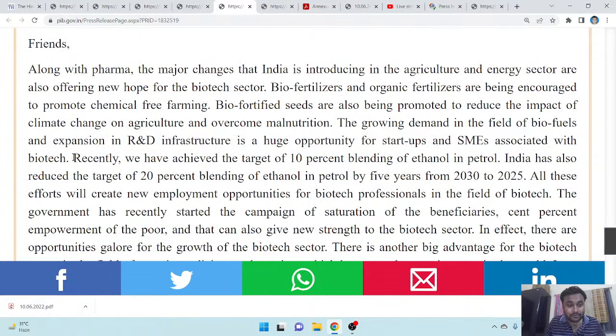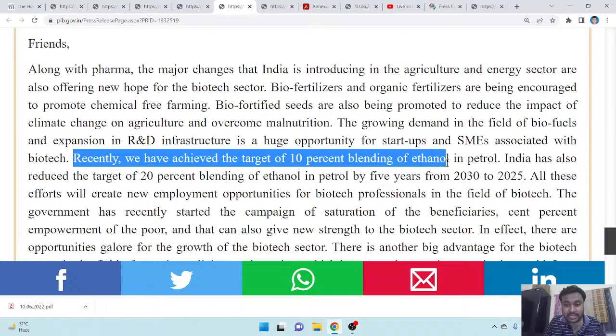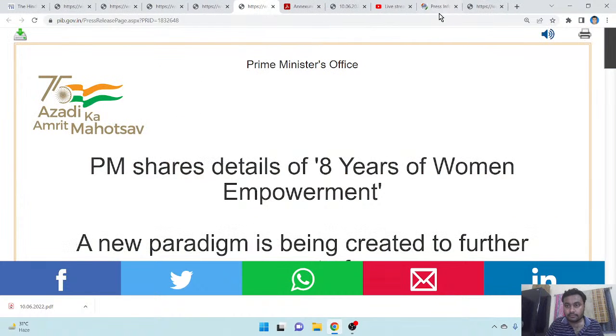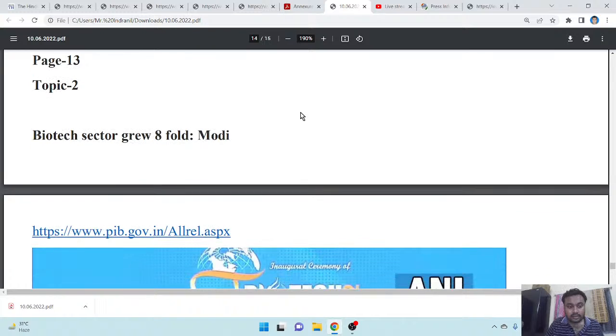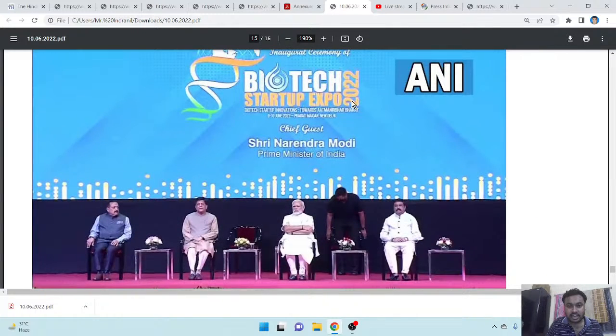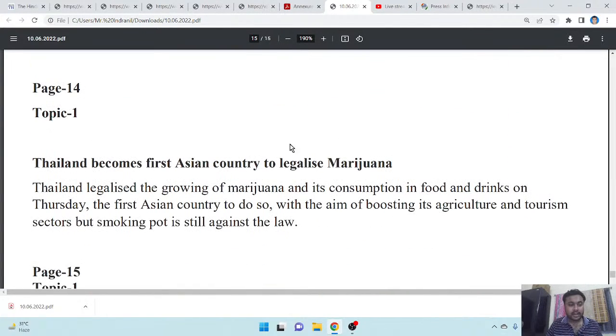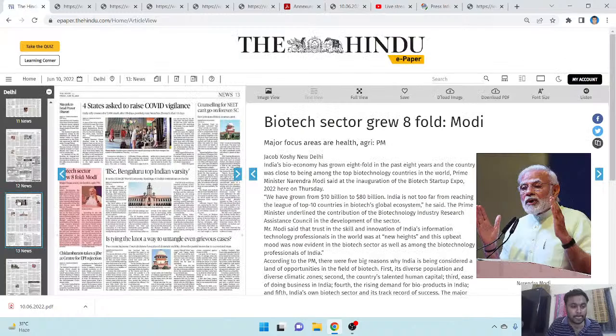Recently we have achieved the target of 10% blending of ethanol in petrol. Ethanol has been blended with petrol so that consumption of petrol can be reduced, and pollution will also be reduced. So these are the important things discussed by our Prime Minister at the Biotech Startup Expo 2022 in New Delhi, inaugurated by him. Move to the next topic.